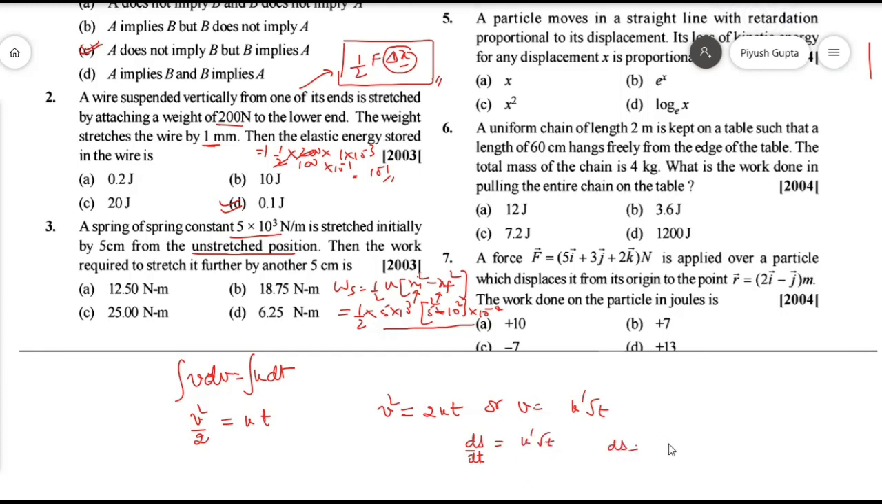So for the time being, ds by dt is going to be K dash into root over t. Now this ds is going to be K dash root over t dt, and this integration is going to give me some proportionality constant K double prime, and this is going to be t to the power 1 by 2, and that becomes t to the power 3 by 2. So that is the answer.